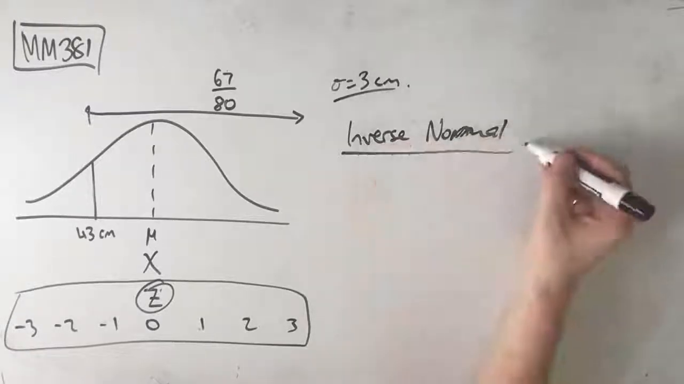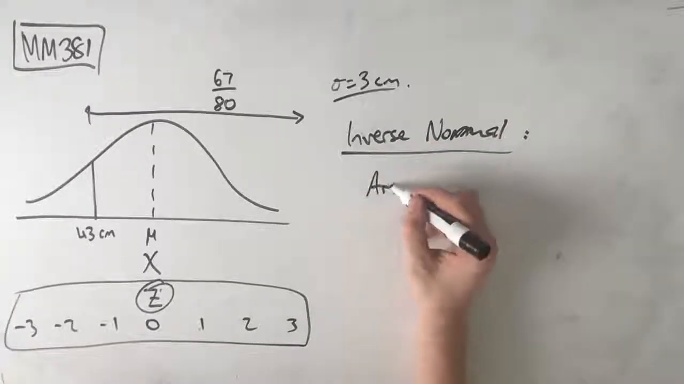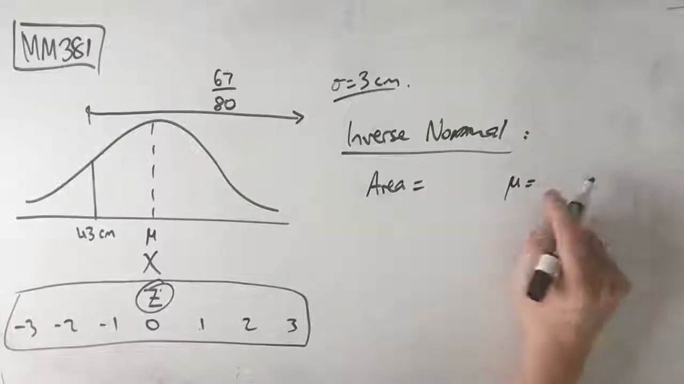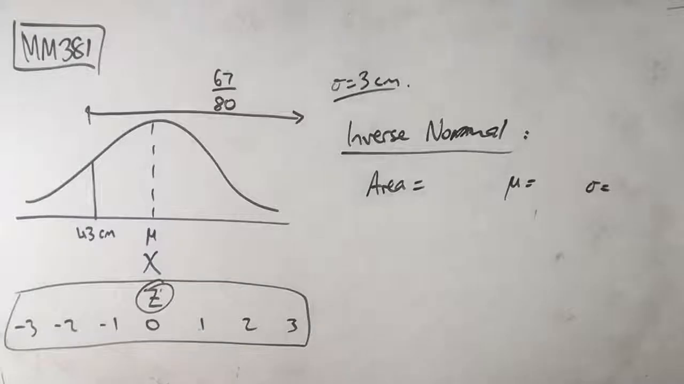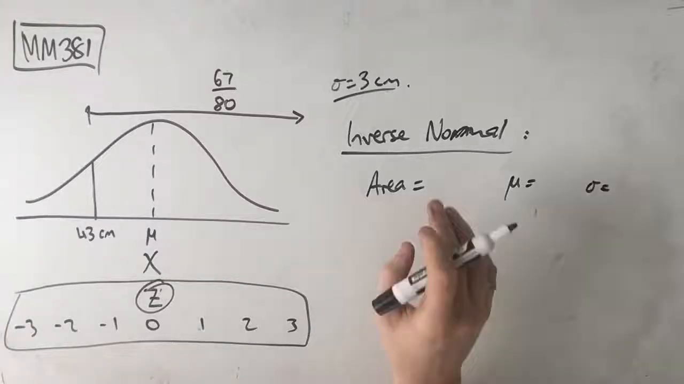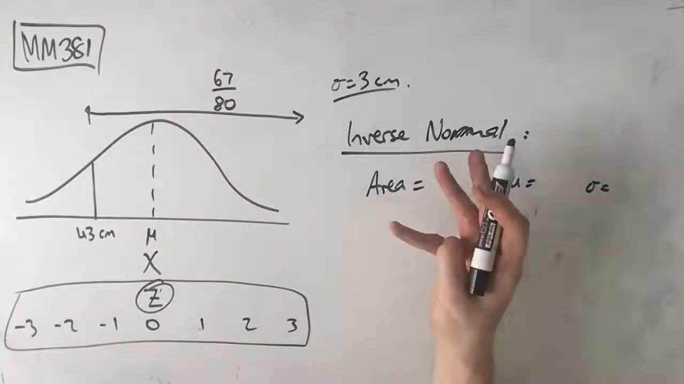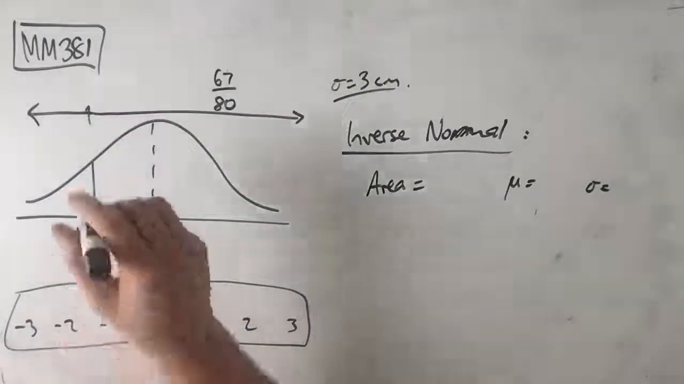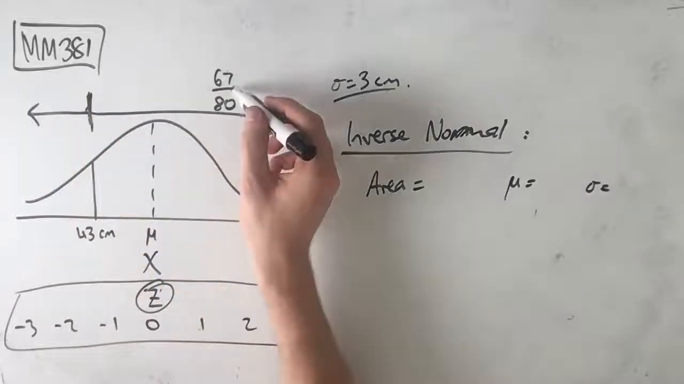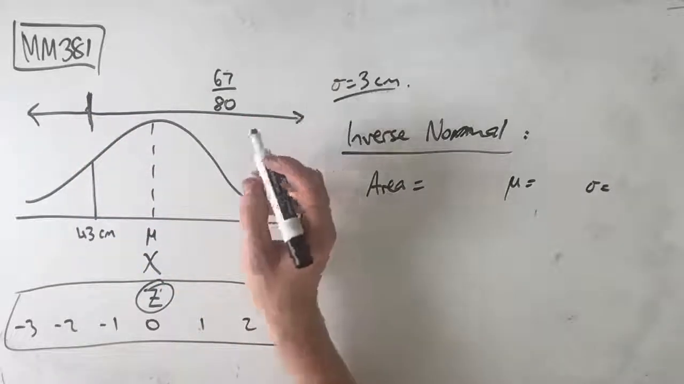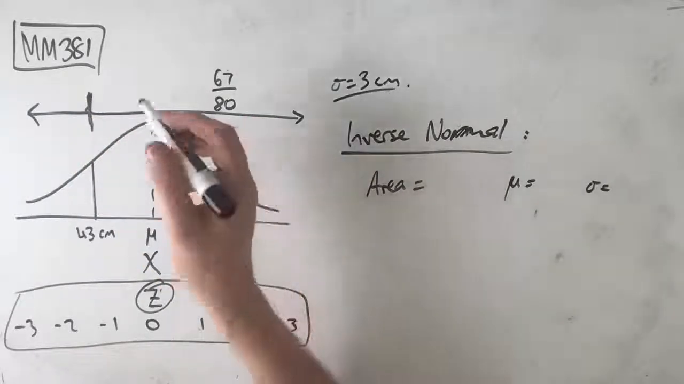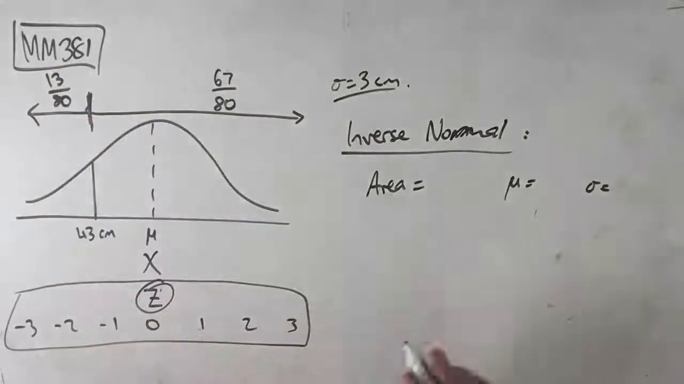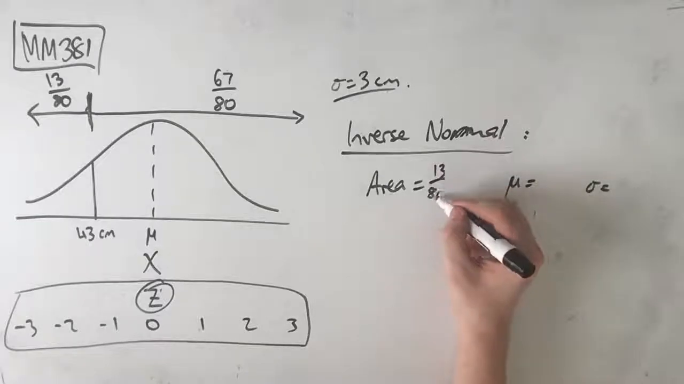So how this works is we go into inverse normal in our CAS, which is menu 552 or 3, I believe. It's going to ask us for 3 things. It's going to ask us for area, mu, and standard deviation. So we know that whenever we use inverse normal, our area has to be the area to the left of the value that we're looking at, okay? So the area to the right is 67 on 80, because that's the probability that it has a wingspan of greater than 43 centimeters, which means that the probability that it has a wingspan of less is 13 on 80, okay? So our area is going to be 13 on 80.